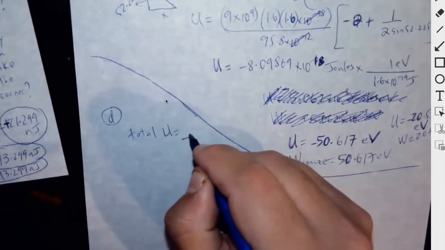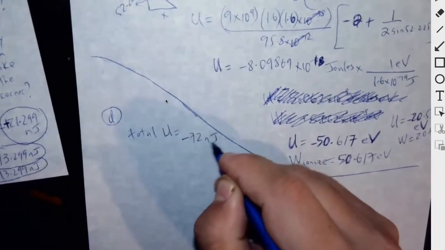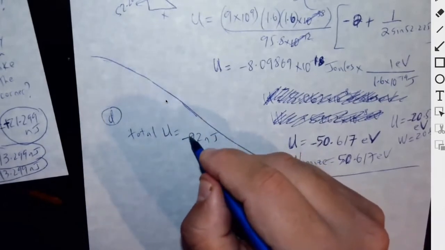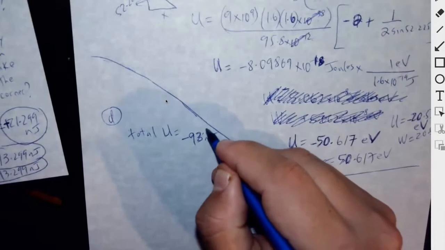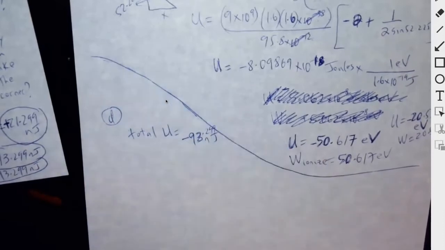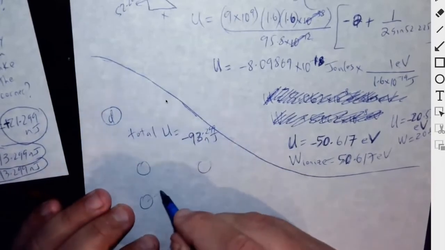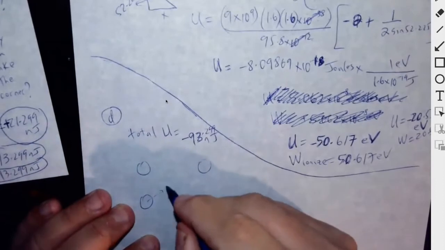Is negative 72. Oh, sorry, negative 90. The total energy was negative 93. No, they like being together. So if we have to take a positive work to separate them, then that means they like being together. So if we release them, what will happen? They will come and collide somewhere in the middle.